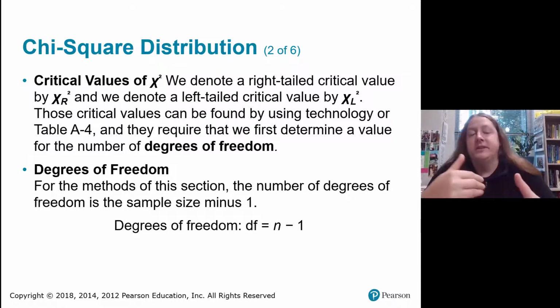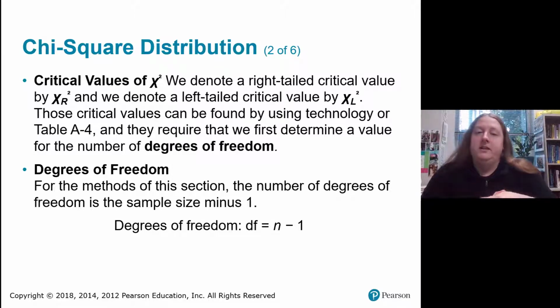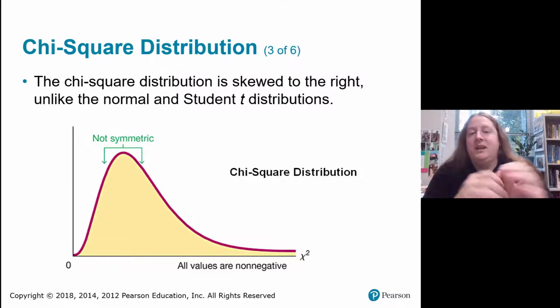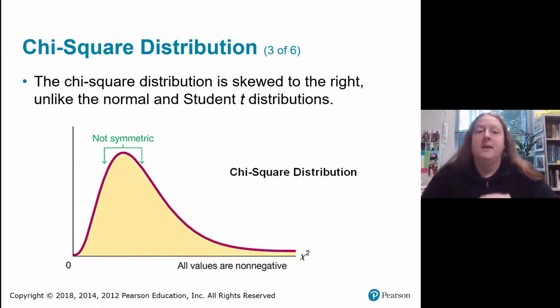Instead, we're going to focus on using table A4, and they require that we determine a value for the number of degrees of freedom. Just like when we were finding the population mean from the sample mean, our number of degrees of freedom is n minus 1, and the reasoning for that has not changed. So this chi-square distribution, why we need this left tail and this right tail idea is our chi-square distribution, it's not symmetric like our normal distribution or our t-distribution were. So the chi-square distribution is actually skewed right.